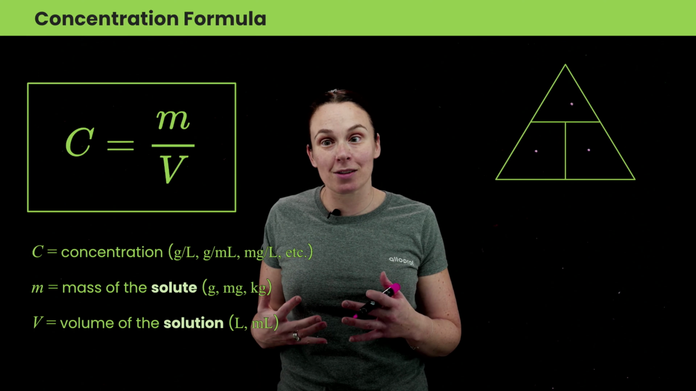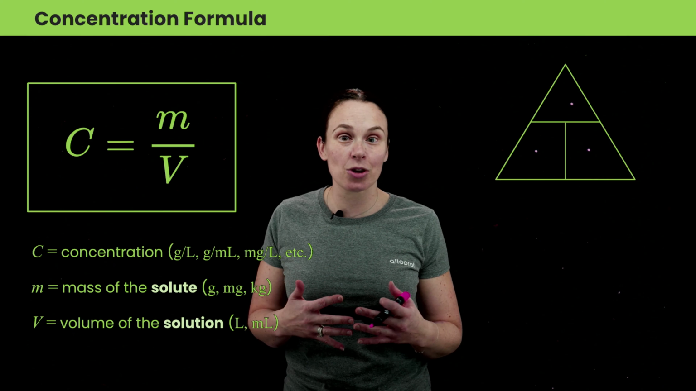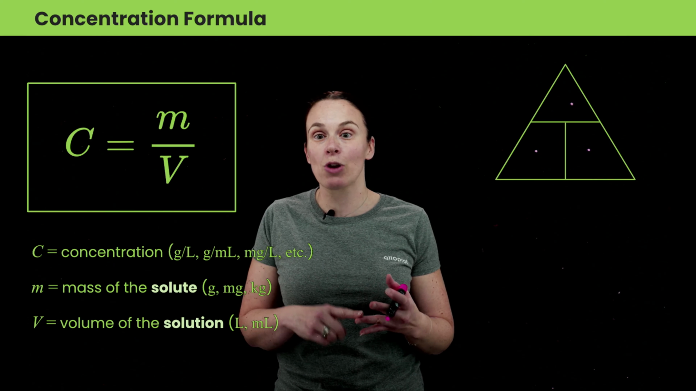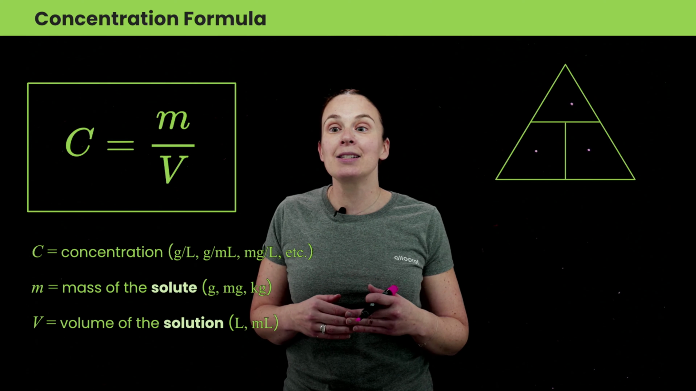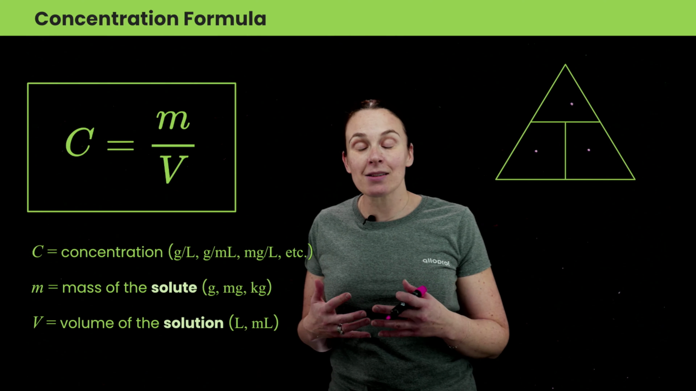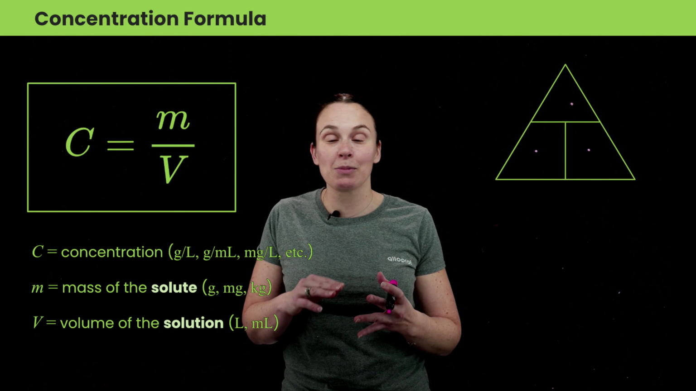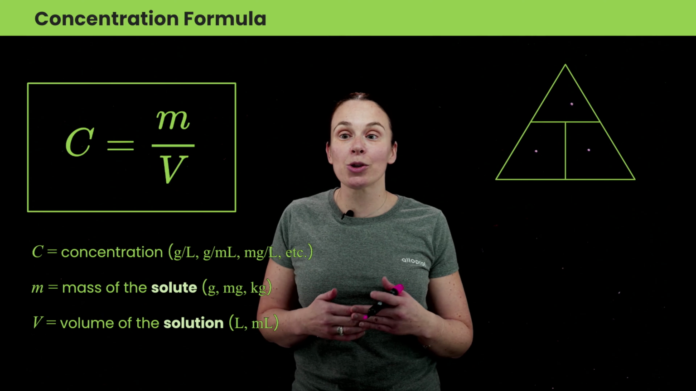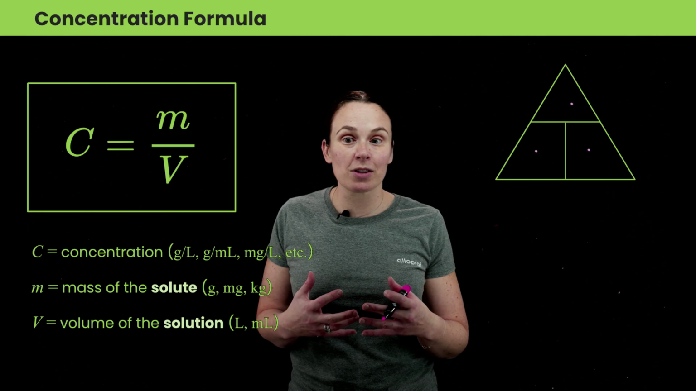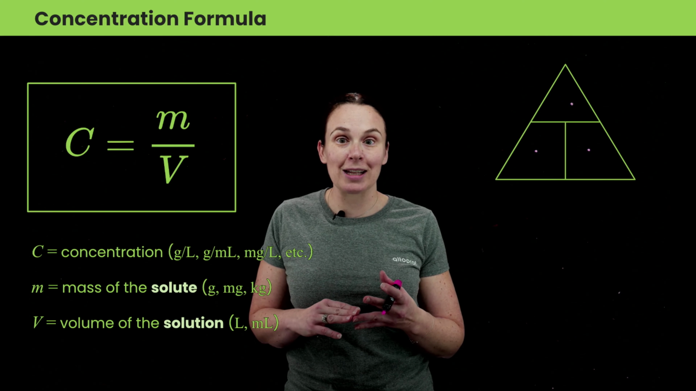So first bit, the C represents concentration, and concentration is measured in grams per liters, grams per milliliters. And then we also have mass, and the mass is of the solute. Okay, so mass is a mass: grams, milligrams, kilograms. And then we also have volume, and the volume of the solution is measured in milliliters and liters.